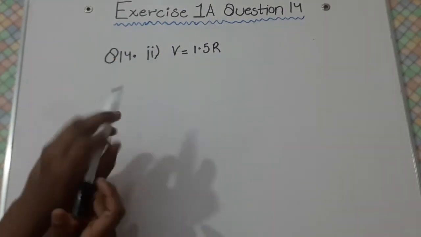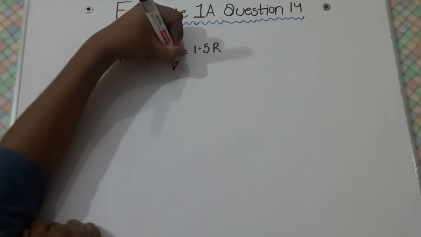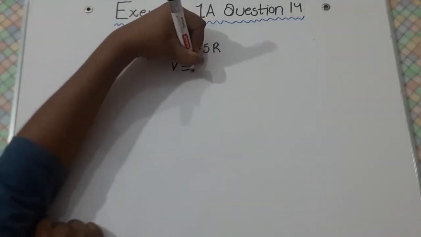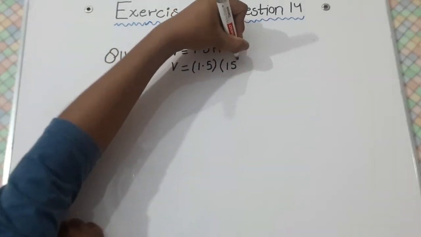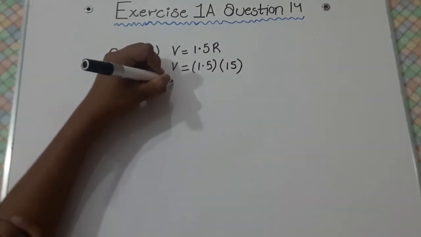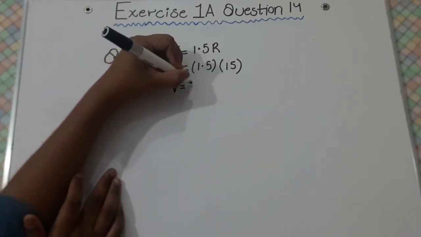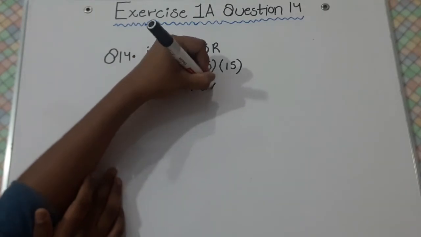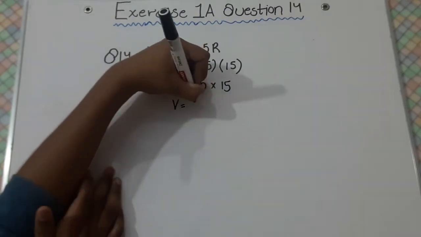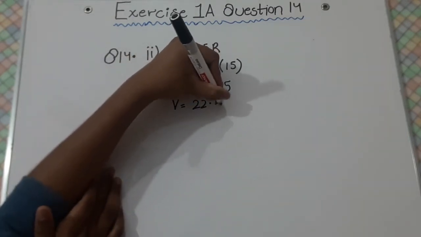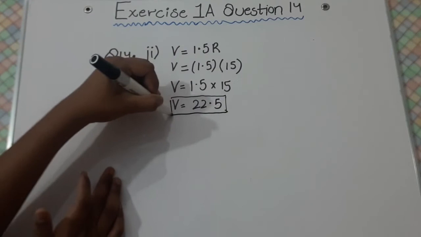Okay, so the part says that R is 15. So it's very easy. V equals 1.5 and R is 15. So we are simply going to multiply these two values and find the value of V. To find V, 1.5 multiplied by 15. V equals 22.5. This is the answer for part 2.